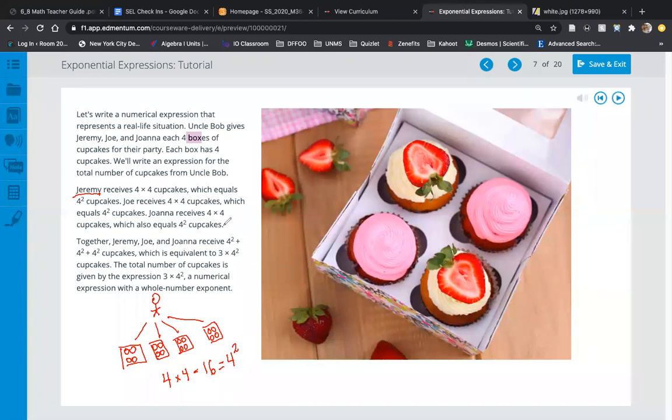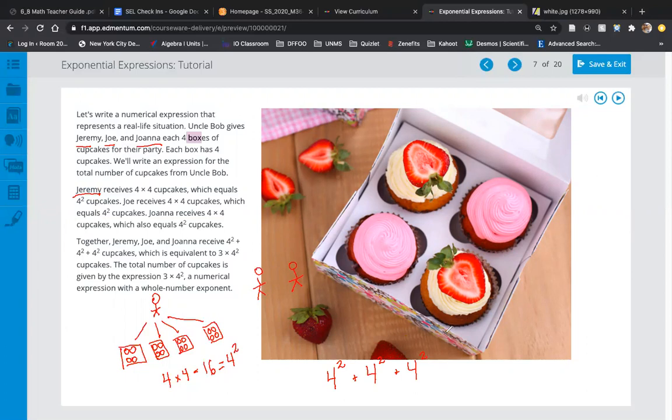Now I'd say, okay, how many other people do I have? So we have Jeremy, Joe, and Joanna. They're all getting the same thing. So one way to think about it is that I could say, okay, so this is Jeremy, this is Joe over here, this is Joanna, right? Each of them have 16. So if I want to figure out how many cupcakes we had all together, I could say 16 plus 16 plus 16, right? Or, another way, 16 times 3.